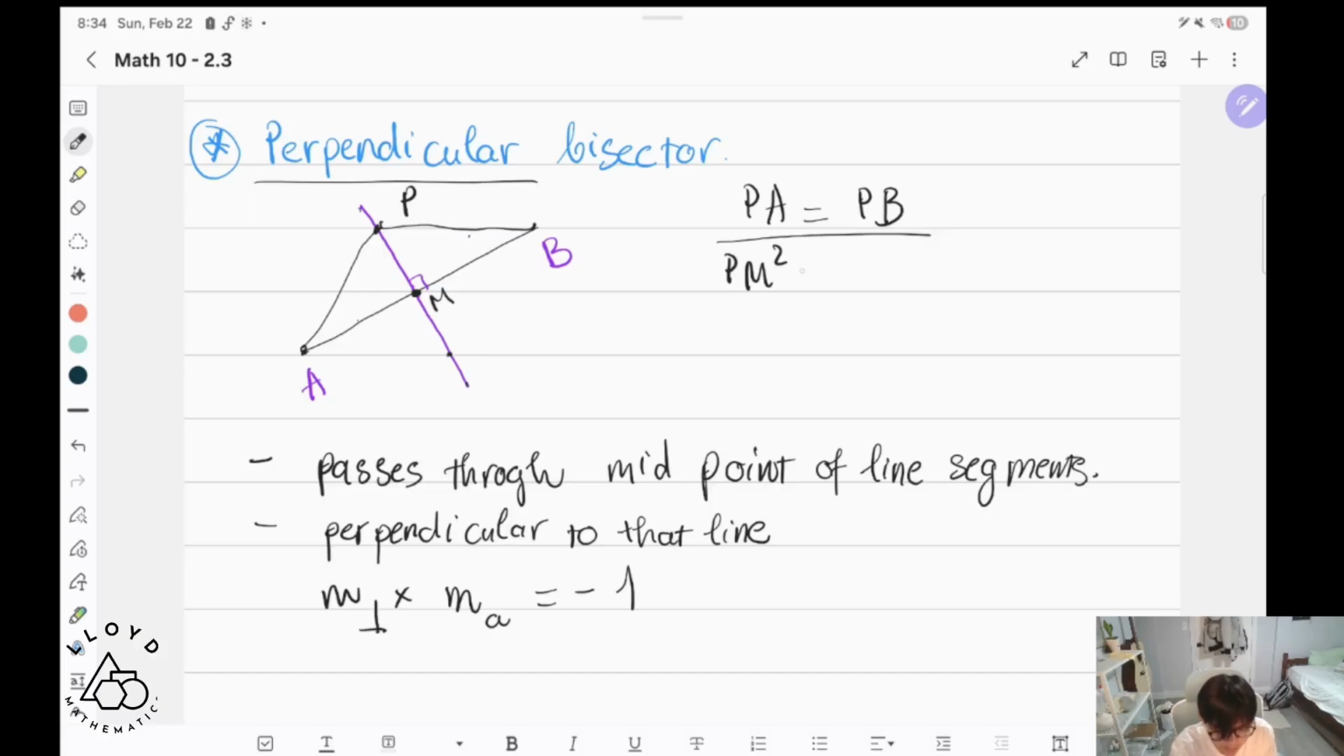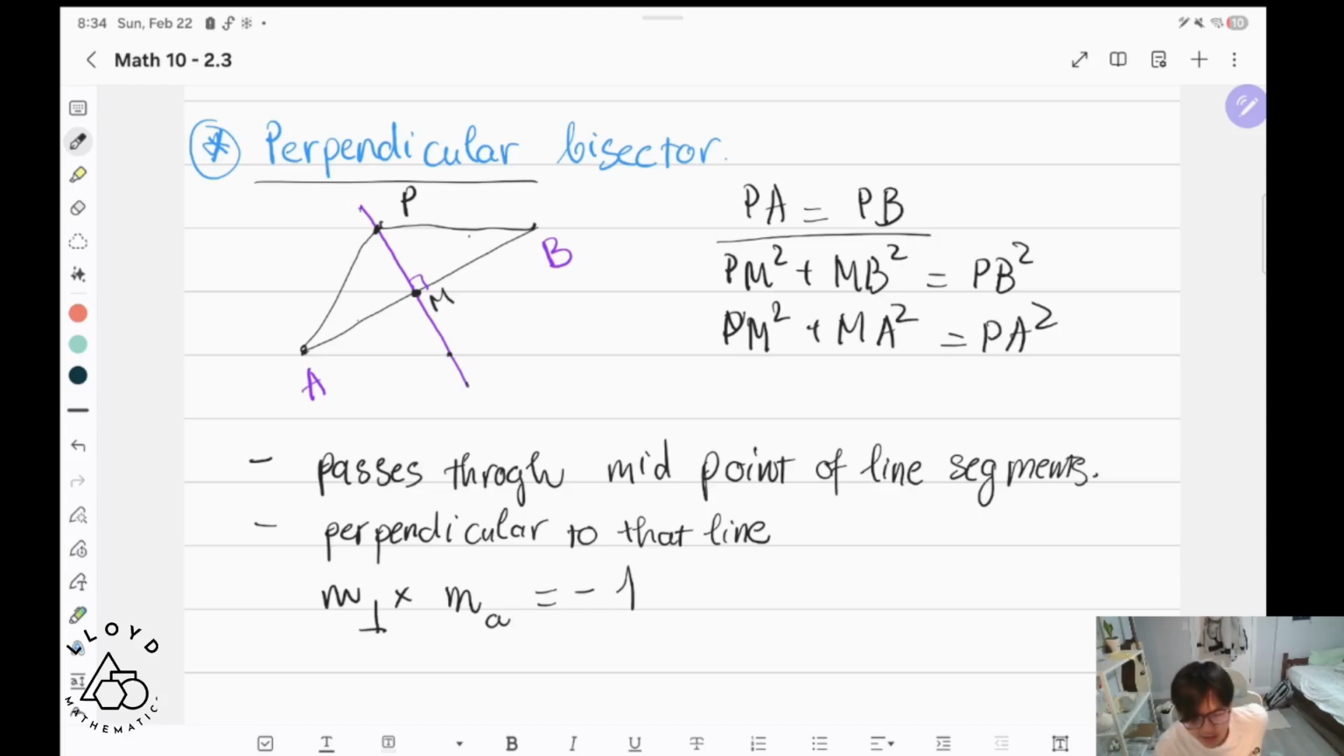We have PM squared plus MP squared equal to PB squared, right? And we also have BM squared plus MA squared equal to BA squared. Two of these triangles are already similar, and two of these are also similar because M is the midpoint of AP. So therefore, BA needs to be equal to BB. So therefore, we get this.